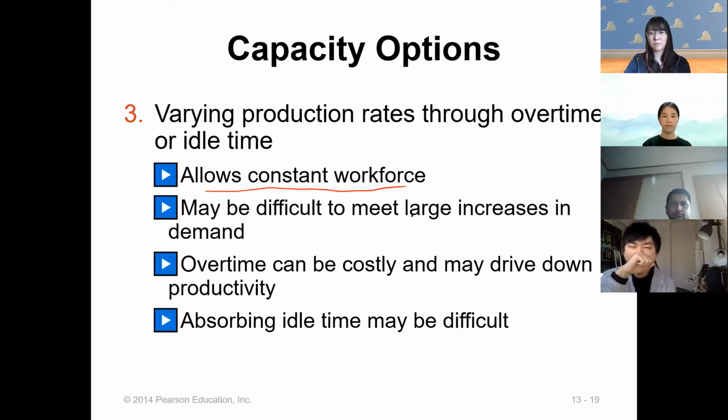It can be difficult when there is a large increase in demand. Overtime is very limited, you only have 1 hour, 2 hours overtime. Okay, if there is a two-shift system, 8 hours, 2 shifts, and there is a large increase in demand, you will not be able to meet it during this overtime because overtime is limited. And sometimes overtime can be costly and may drive down productivity, because imagine you already work 8 hours, then the worker has to work another 2 hours, especially manual work.